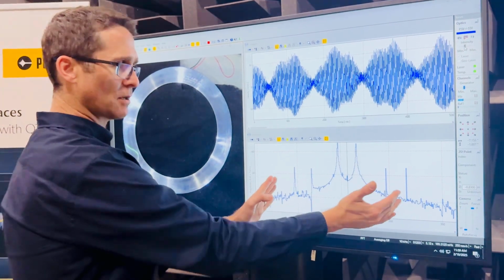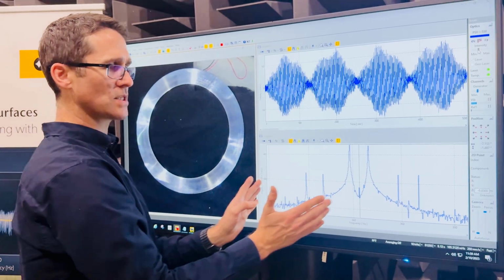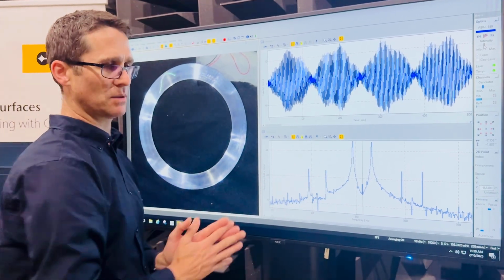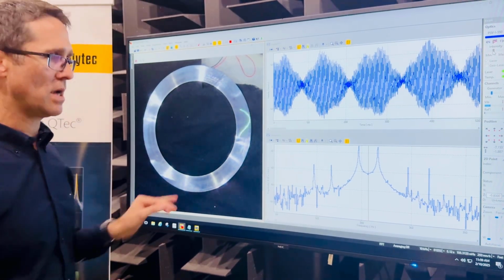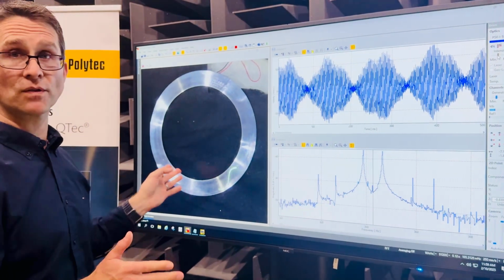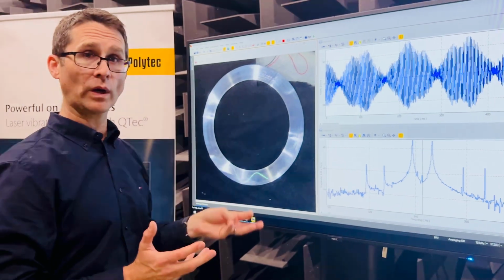So in principle, this frequency spectrum contains all of the information, and I'm able to do post-processing on these data to produce, as I've mentioned, the resonant frequency and mode shapes for this particular structure very quickly.